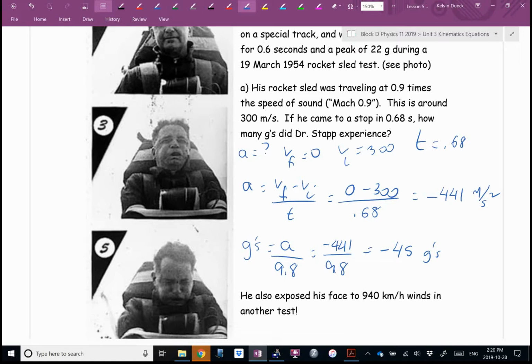He survived, but there was damage. He also, in another test, exposed his face to 940 kilometer per hour winds because, maybe if the pilots survive, but they lose their eyes and all the skin off their face, maybe we don't want them to eject. Maybe pilots would prefer to try and land their wounded planes. These are questions we had to think about, we had to ask. I'm going to be showing you some videos of the tests. Put your pencils down.